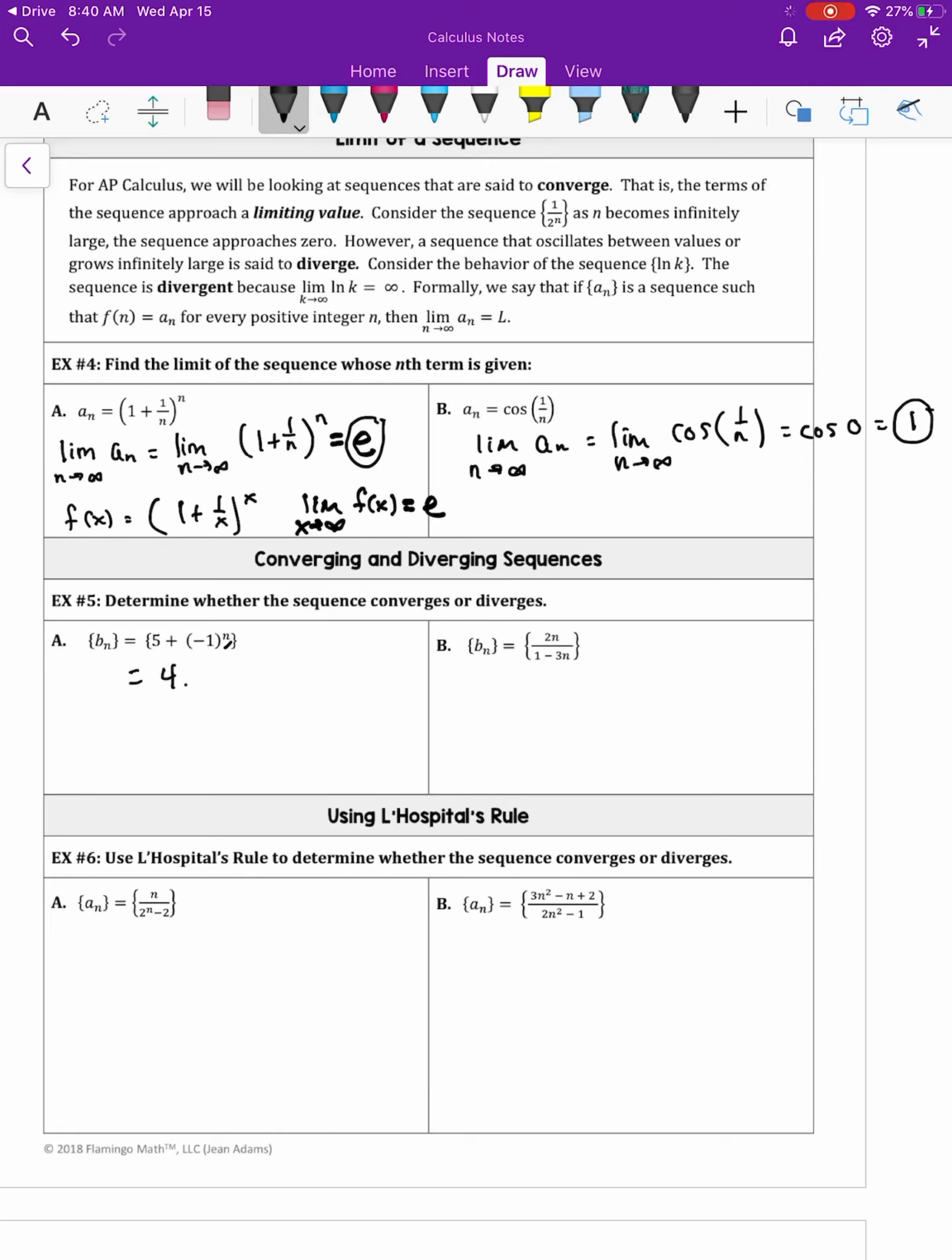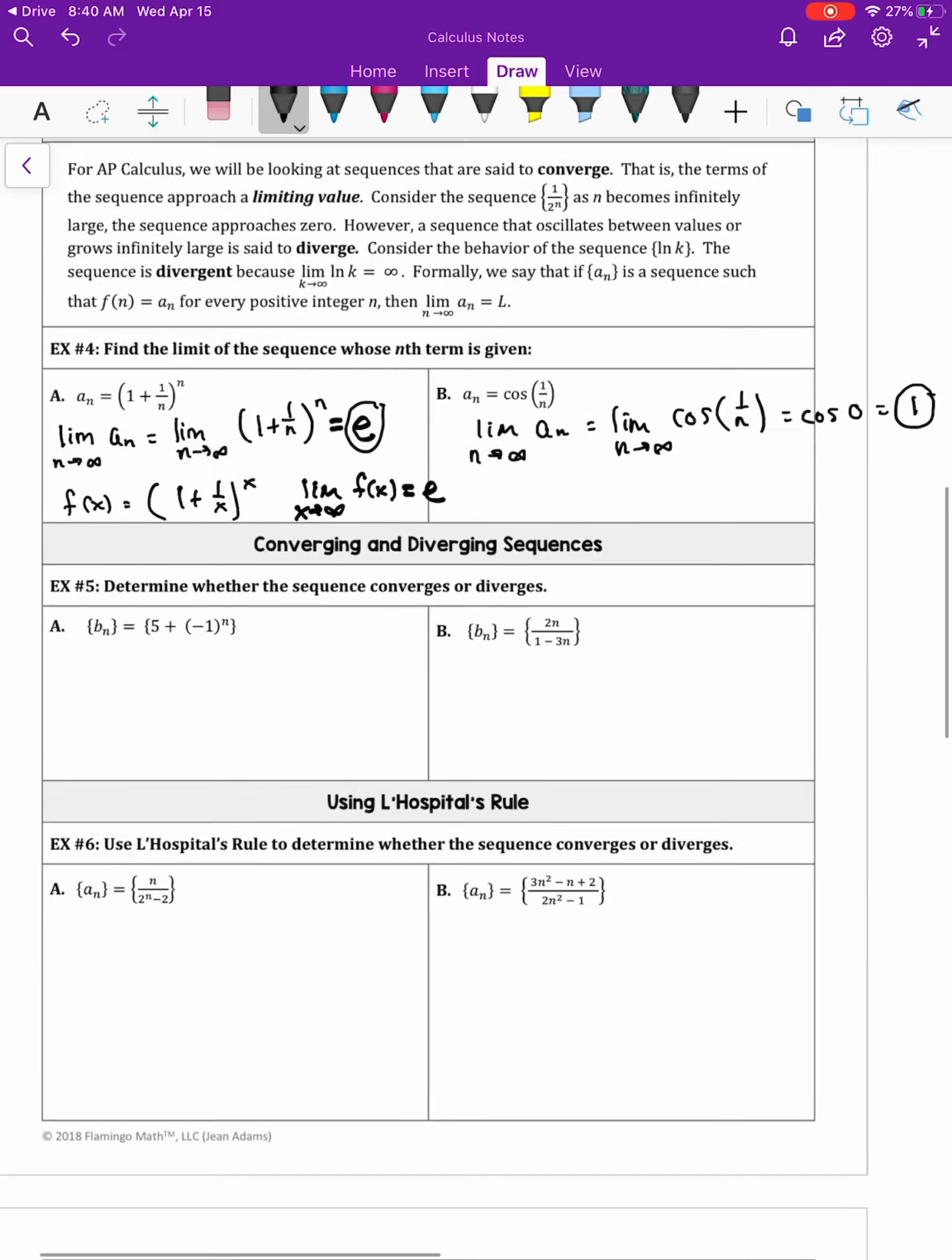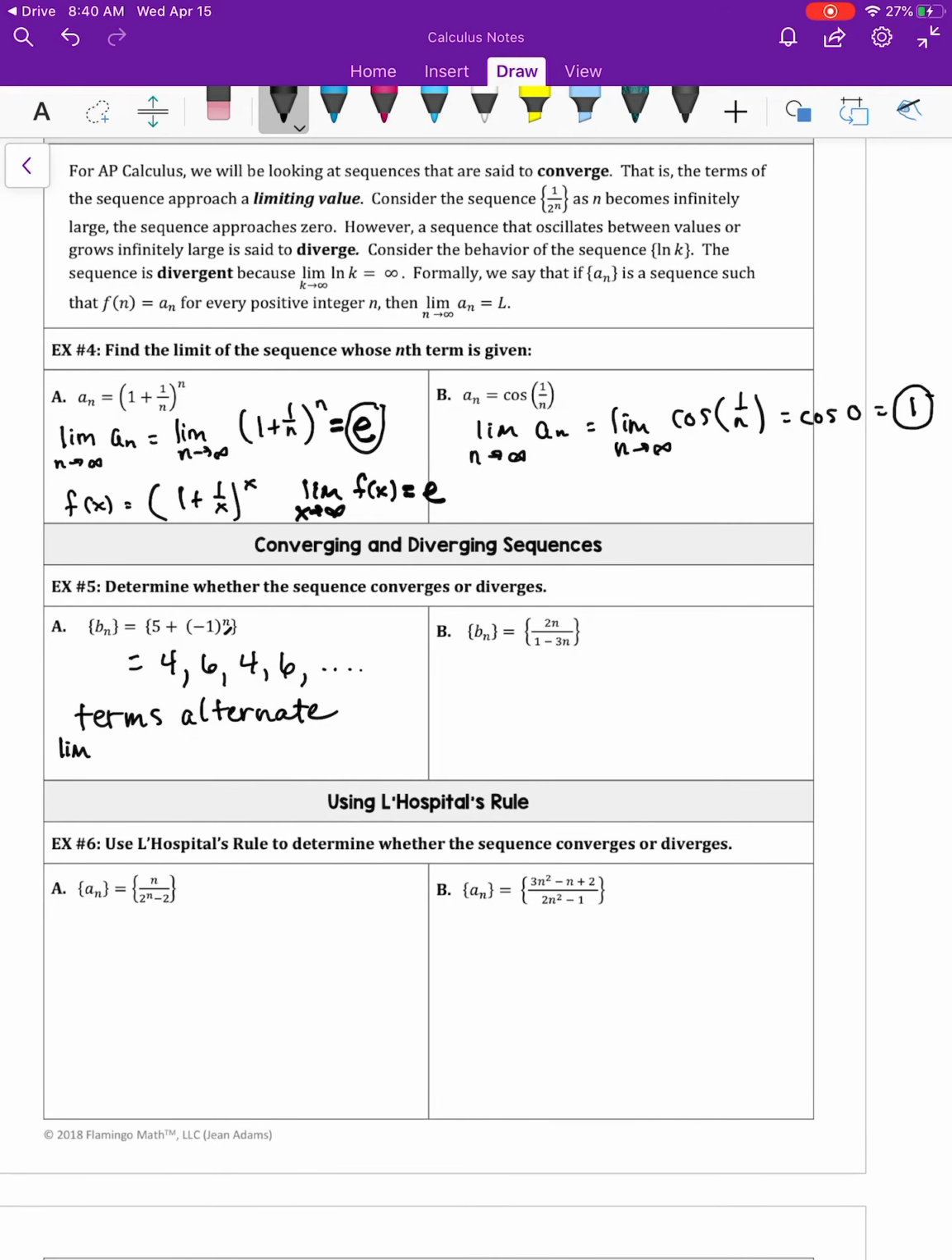So I'm going to look at what happens if I put a 1 in, if I put a 2 in. 5 plus -1 to the 1 is going to give me 4. And then 5 plus -1 to the 2 is going to give me 6. 5 plus negative 1 to the 3 is going to give me 4. 5 plus negative 1 to the 4 is going to give me 6. So do you see how it just keeps jumping? Like the terms are all alternating.